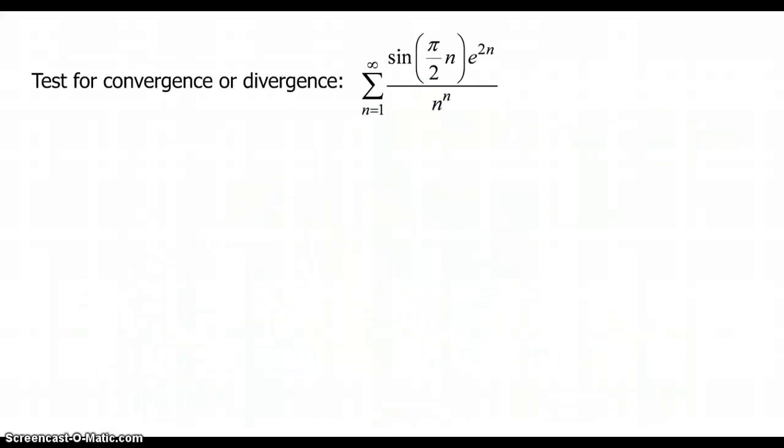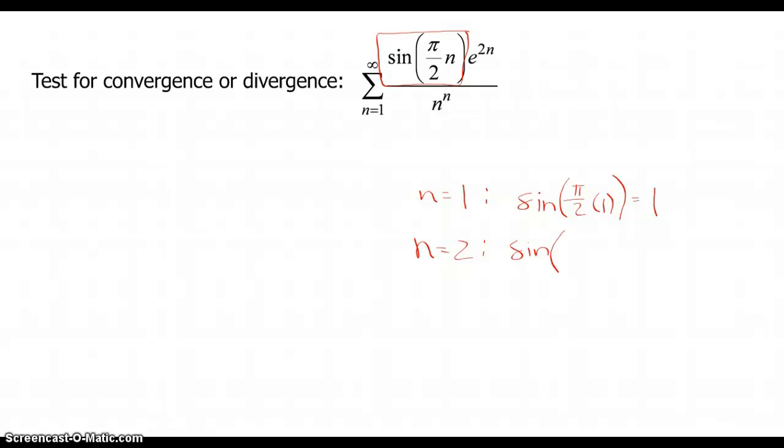All right, so test for convergence or divergence. Here, this is an alternating series. This is an alternating term. When n equals 1, the sine of pi over 2 times 1 is 1. When n equals 2, the sine of pi over 2 times 2 equals the sine of pi, which is 0.